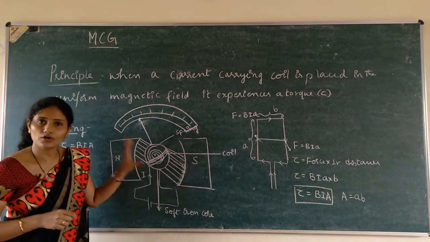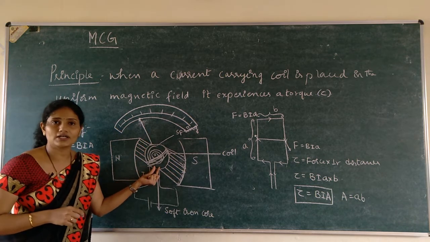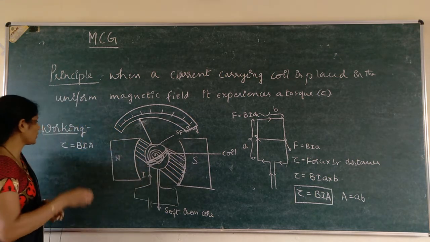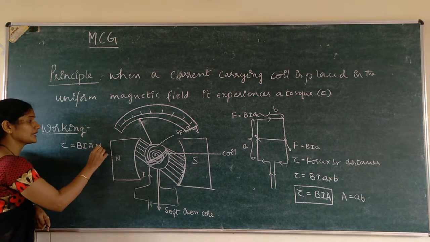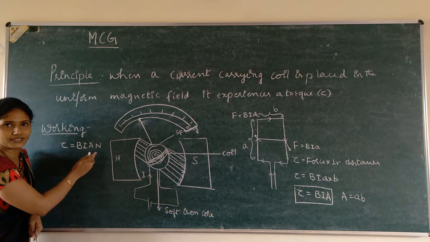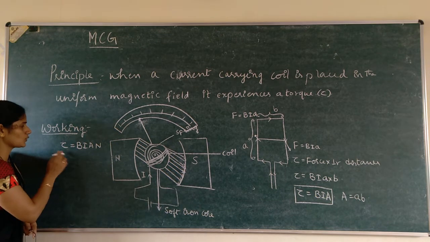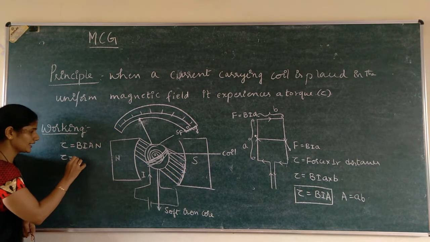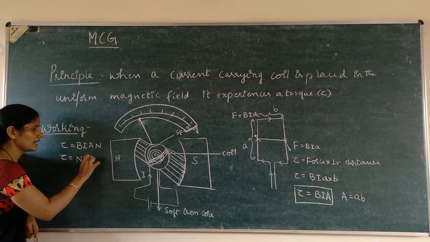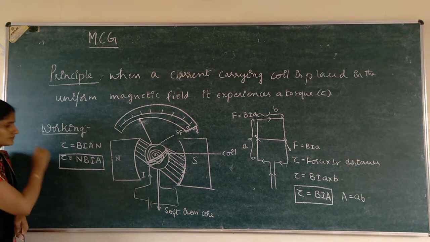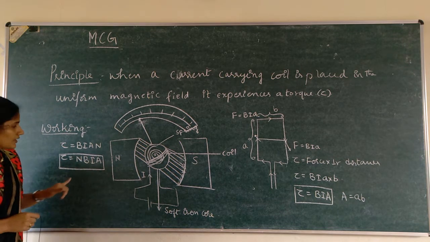Here we have already mentioned that this coil is having n number of turns. Therefore, the torque tau is equal to n into BIA, right. So in case of n number of turns, tau is equal to n BI into A. This is the expression for torque.